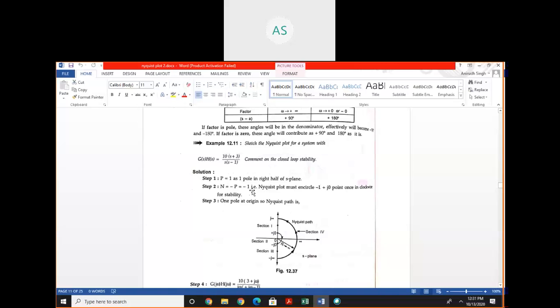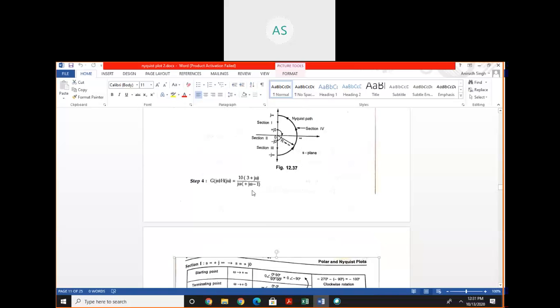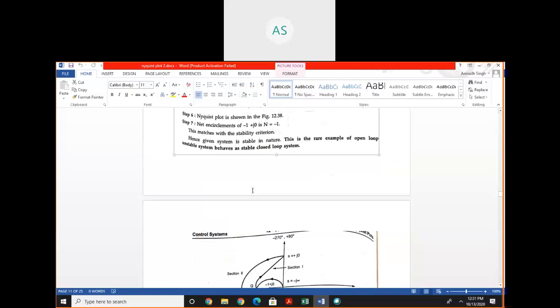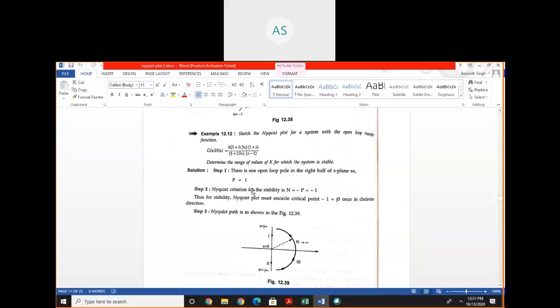And according to the open loop transfer function, P is equal to 1. It means N is equal to minus 1 for stability. So this system is a stable system.